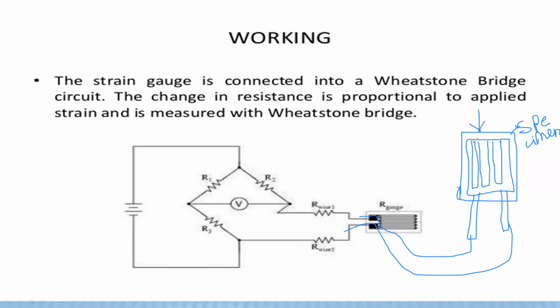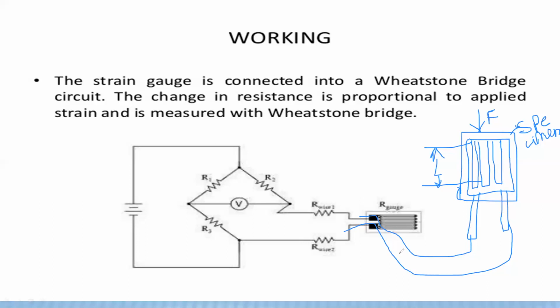Whenever we apply forces or stresses on this specimen, the strain gauge should also be elongated. In that elongation, due to compressive or tensile forces, the length of the grid should change. So the length of the grid is changed automatically.